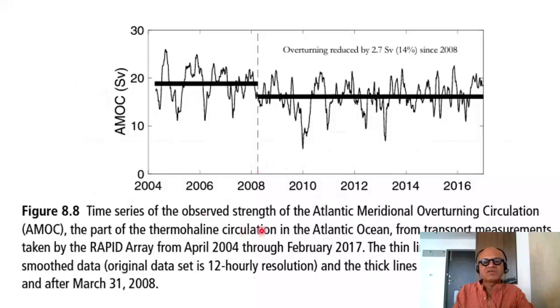So this is the time series of the observed strength of the Atlantic Meridional Overturning Circulation, AMOC, the part of the thermohaline circulation in the Atlantic Ocean, from transport measurements taken by the RAPID array. So this is a very short time series now, from 2004 through February 2017. The thin line shows the 30-day smoothed data. So overturning is estimated using other ways. There is no direct way to measure it. Okay, so you can put a chain across the North Atlantic from North America to Europe and estimate how much water is passing north and south.